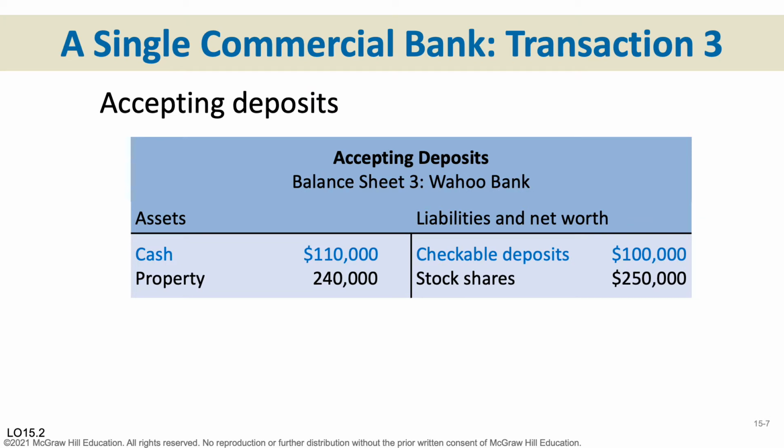So now we're open. We're ready to start accepting deposits. People come in with money and start opening their checking accounts, and they deposit $100,000. So we've got $100,000 worth of cash from the deposits that were brought in. We had $10,000 in cash, and then people brought in $100,000 to deposit. That gave us the $110,000 plus $240,000. That equals $350,000 on the asset side, and we can see that checkable deposits plus the stock share equals $350,000 on the liability side. You must stay in balance.